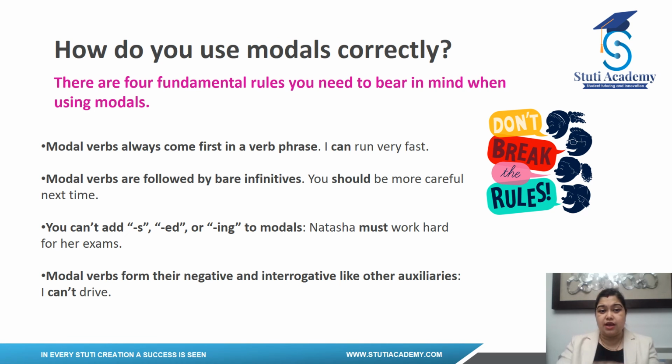Everything in a gist? Modal verbs always come first in a verb phrase. Okay, they are helping verbs, but they come first before the principal verb. I can run fast. Running is an activity, running is a principal verb, and I'm talking about my ability to run very fast. Modal verbs are followed by bare infinitives.